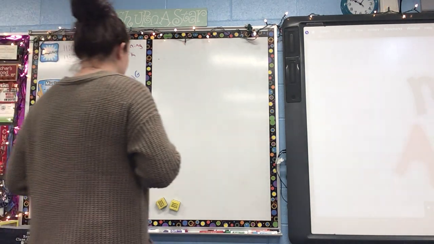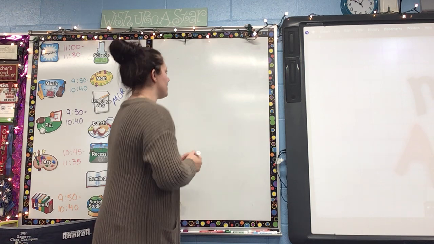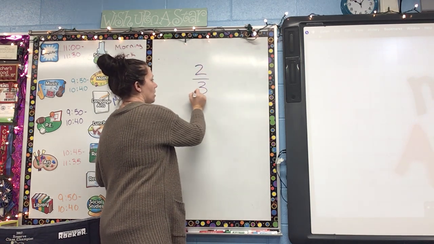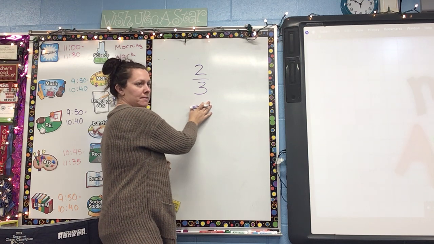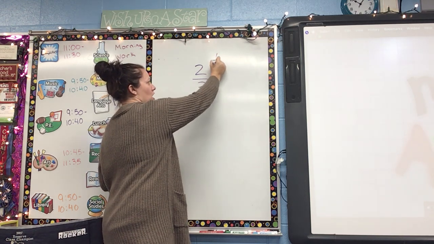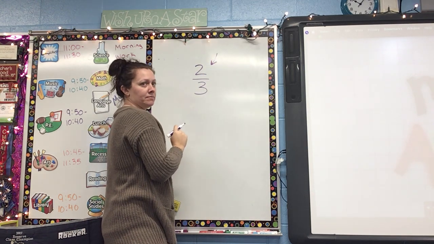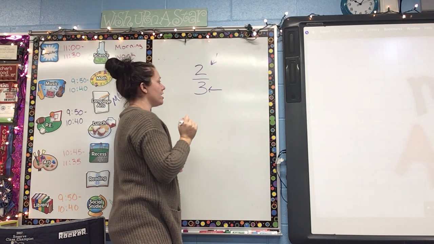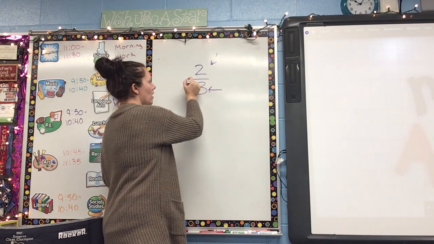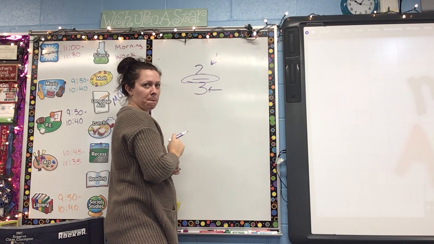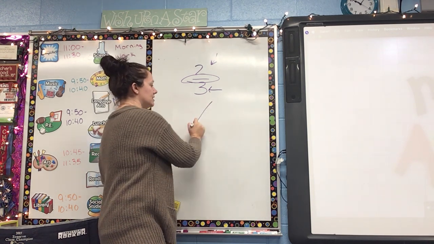Let's review some fractions and what we have learned. What kind of fraction is this called? Sophia? A proper fraction. What is this called right here? This 2. Megan? A numerator. What is this called right here? Kara? Denominator. What is this bar right here called? Mimi? A fraction bar.